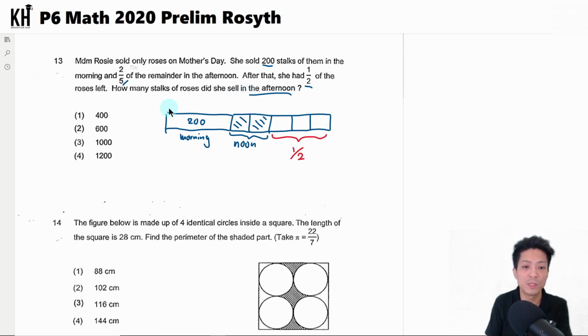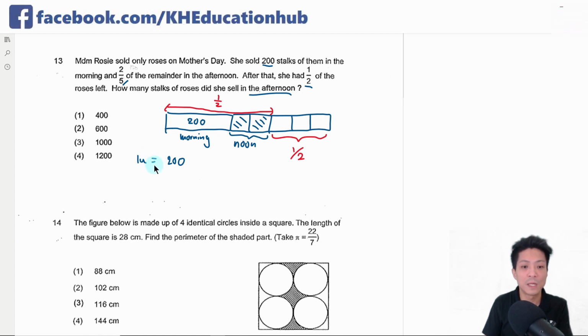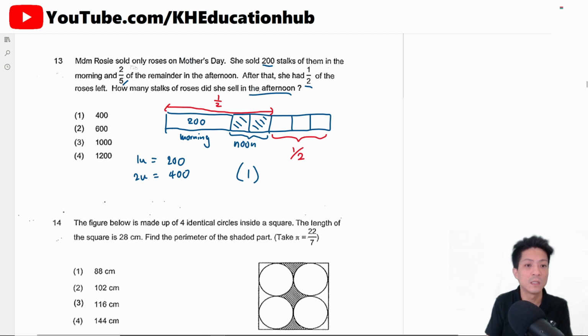Which also means that here to here is the other half. With this, you should realize that the 200 is actually equal to 1 unit. So if you want to find 2 units, it will basically be equal to 400. The answer is number 1.